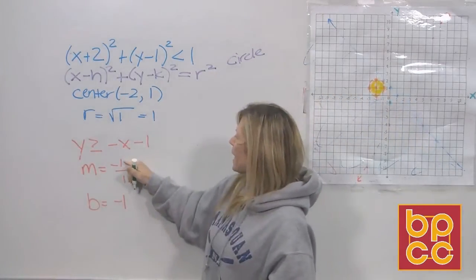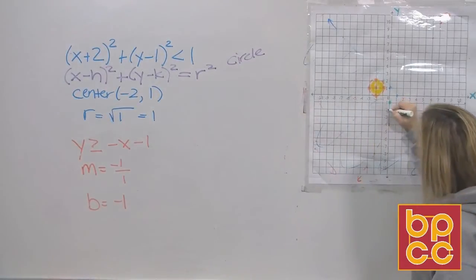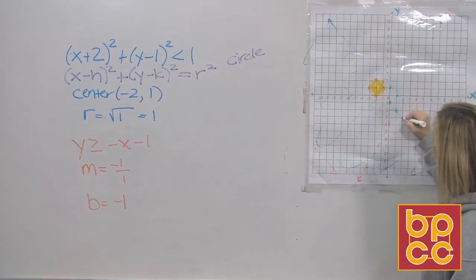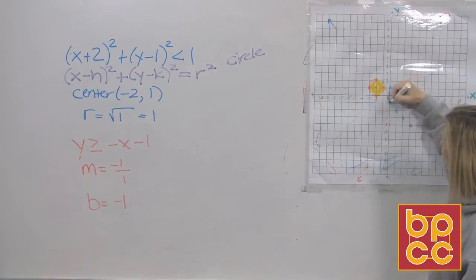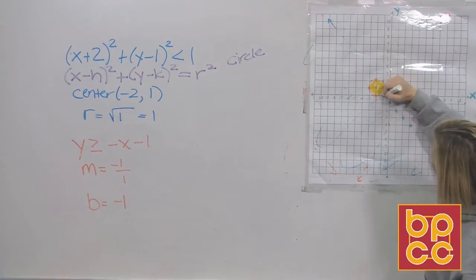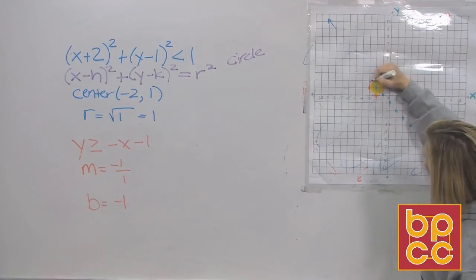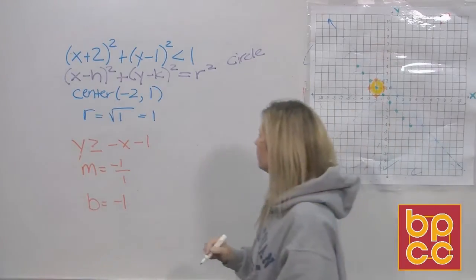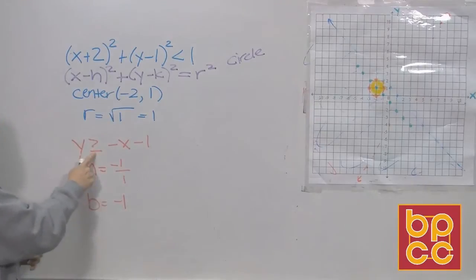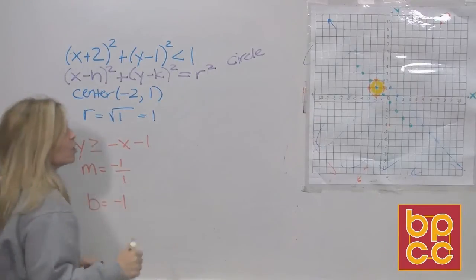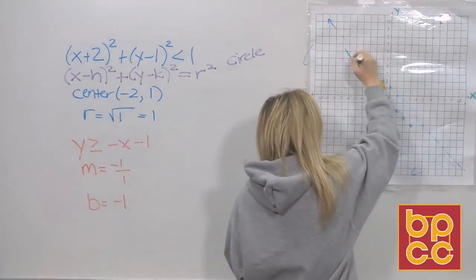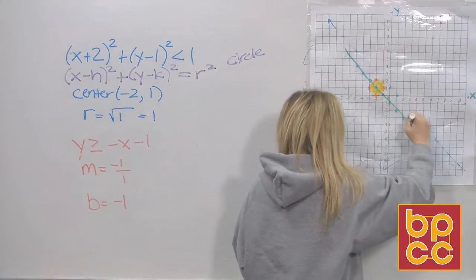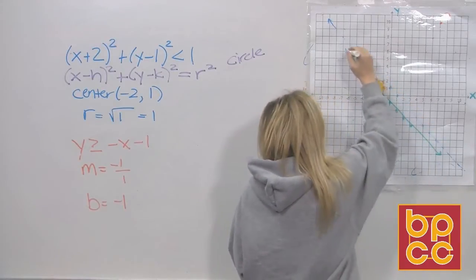Our slope is -1 over 1, which means we move down 1 to the right 1, down 1 to the right 1, down 1 to the right 1. We can move backwards, up 1 to the left 1, up 1 to the left 1, and so on. All righty? I do have an equals on my inequality, so this line is solid. And yes, this line is going right through the circle.